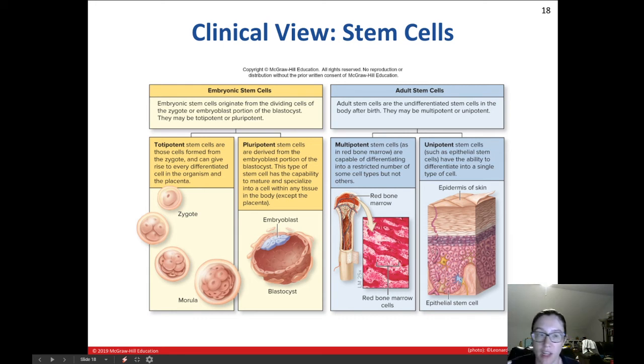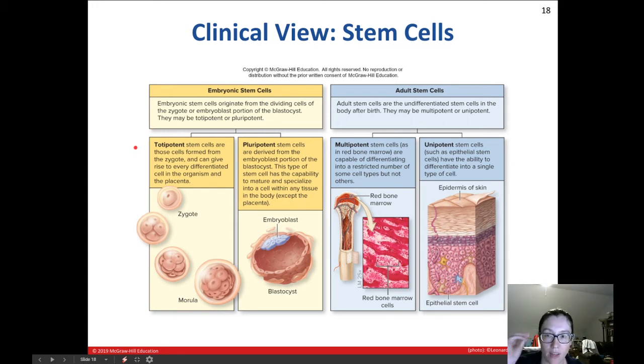And there's a couple different types of stem cells. You've probably heard in the media for years about embryonic stem cells. These embryonic stem cells originate from the dividing cells in the zygote or the embryoblast portion of the blastocyst. And they may be totipotent or pluripotent. So these words mean slightly different things. So totipotent means that these cells can form the total cell.